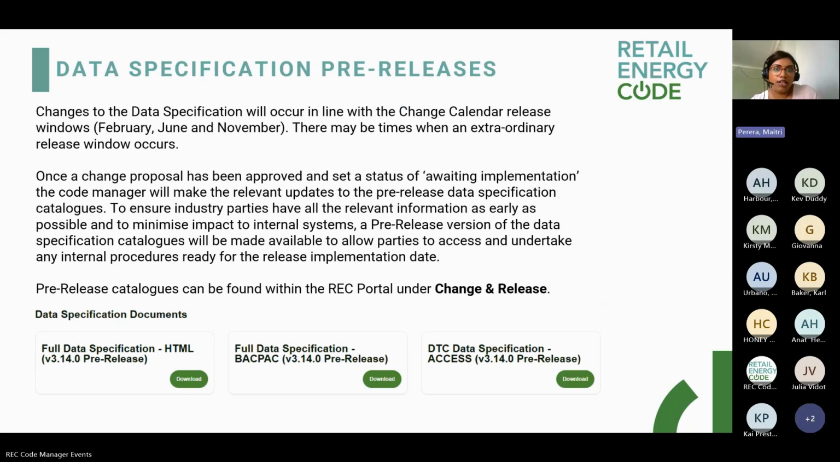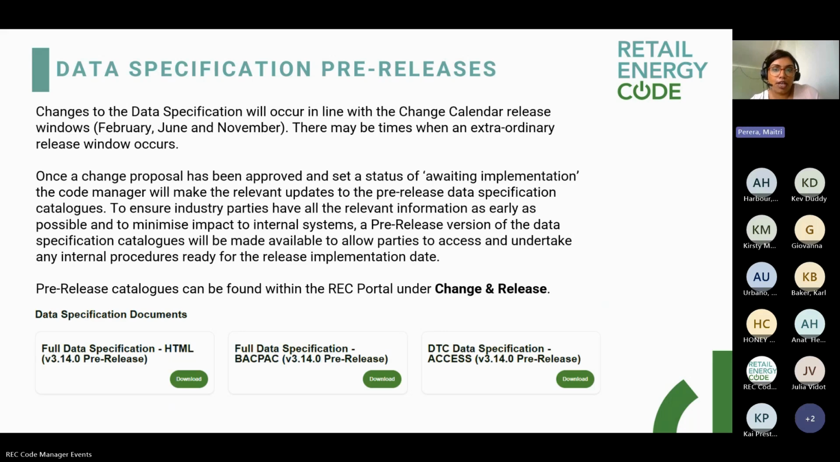So we're just going to have a look now at the data specification pre-releases. Once a change has progressed through the necessary governance and has reached an approved state, it can then be included within a release. Changes to the data specification will occur in line with the change calendar release windows: February, June, and November. There may be some occasions where an extraordinary release window is required. These will be communicated to industry.